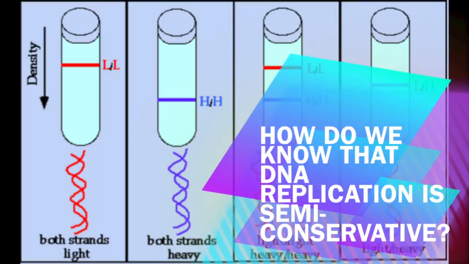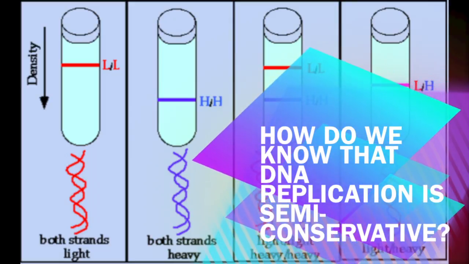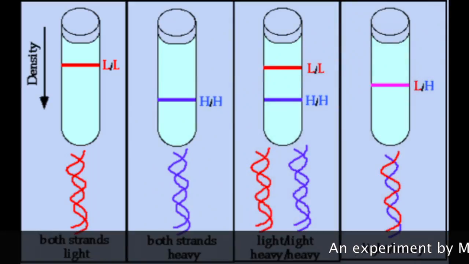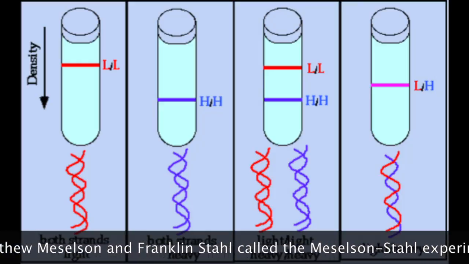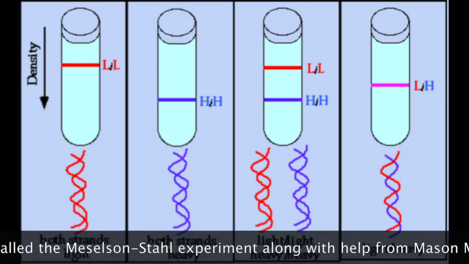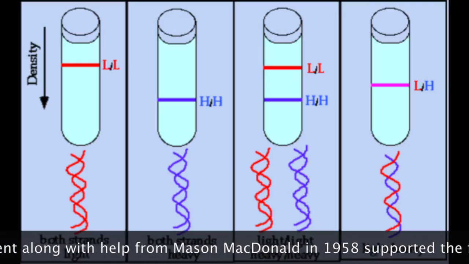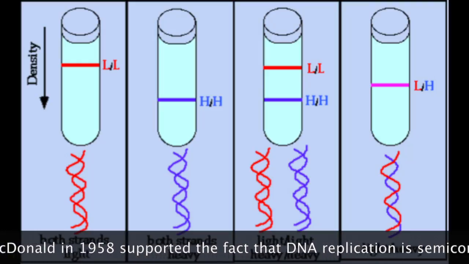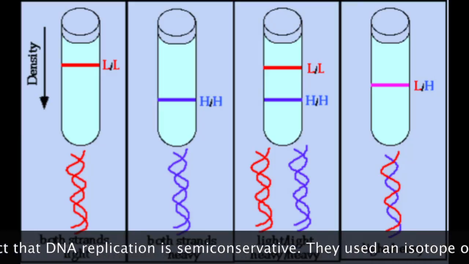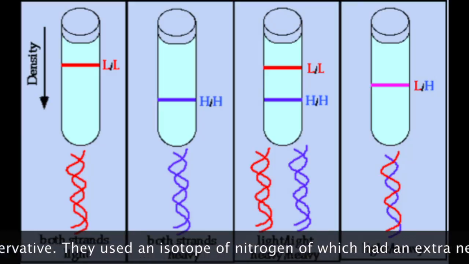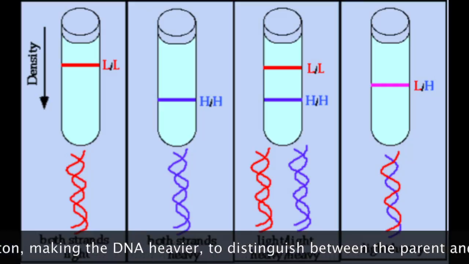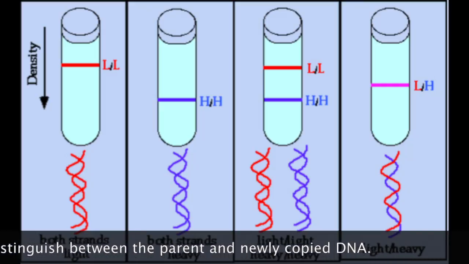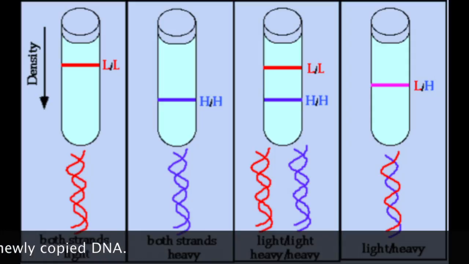How do we know that DNA replication is semi-conservative? An experiment by Matthew Meselson and Franklin Stahl, called the Meselson-Stahl experiment, with help from Mason McDonald in 1958, supported the fact that DNA replication is semi-conservative. They used an isotope of nitrogen which had an extra neutron, making the DNA heavier to distinguish between the parent and the newly copied DNA.